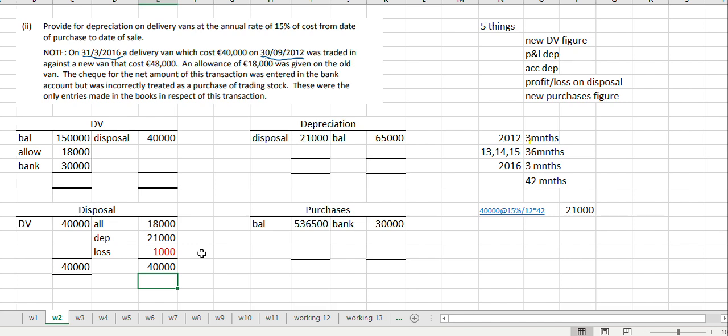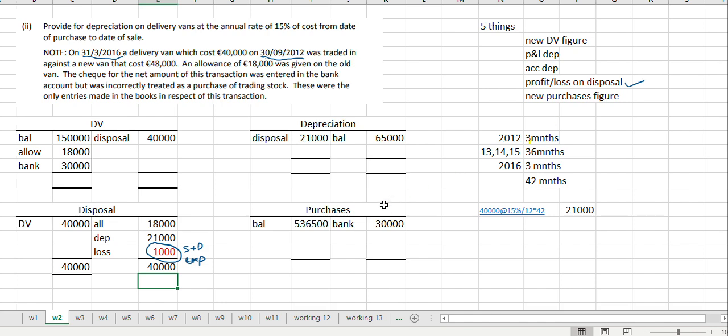So I'm just going to circle that. Loss of 1,000, and it's in red. And that is going to go as an expense. That would be a selling and distribution expense in the P&L. Okay, so that's one figure. I'll just swap here. That's one figure done.